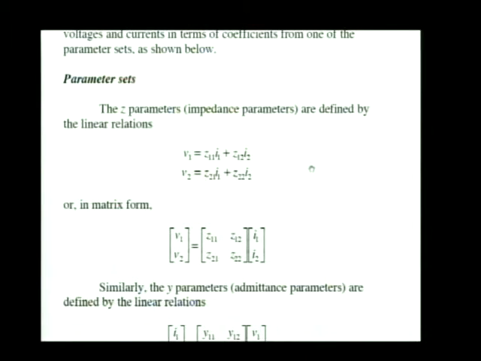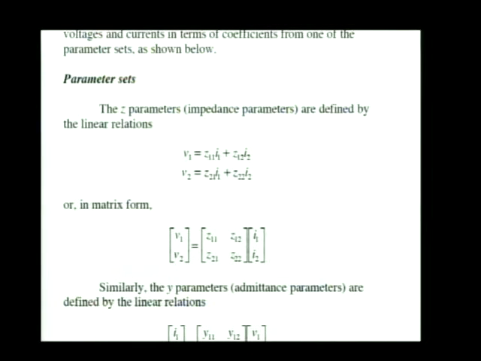A linear relationship. V1 is some constant times I1 plus another constant times I2. That's the most general linear relationship you can possibly write for V1 in terms of I1 and I2. You can write a similar linear relationship for V2 in terms of I1 and I2, where you have two different constants, Z21 and Z22. Well, you can see from the notation there that I'm getting ready for a matrix form of that equation.